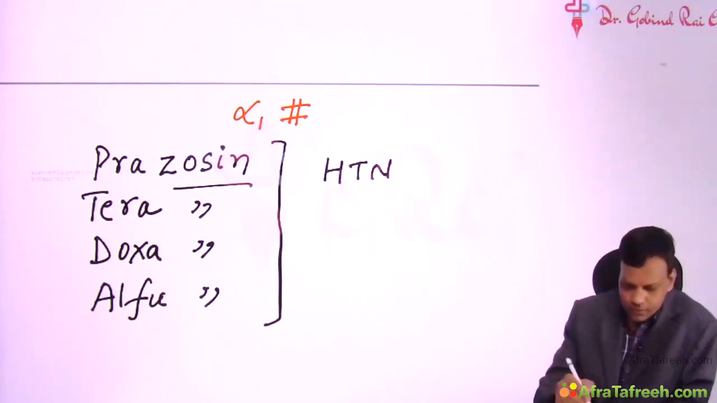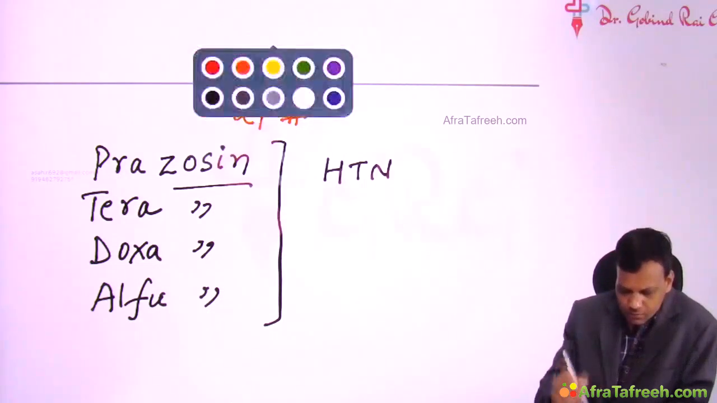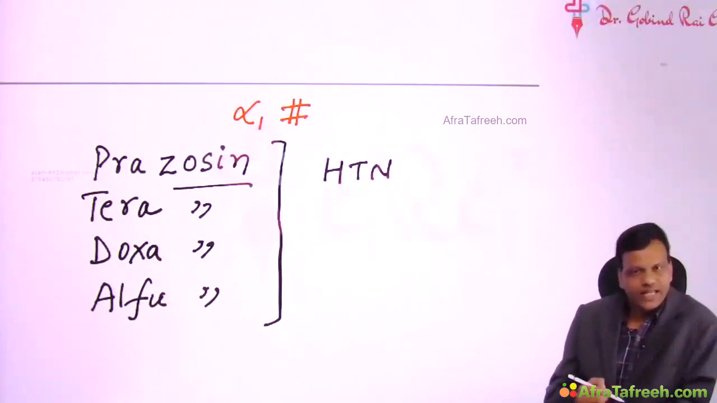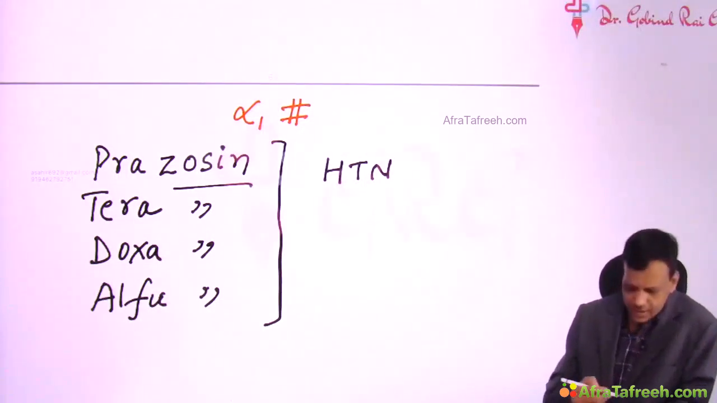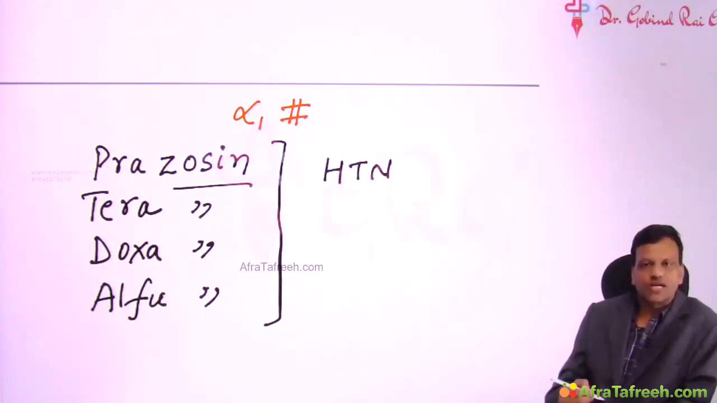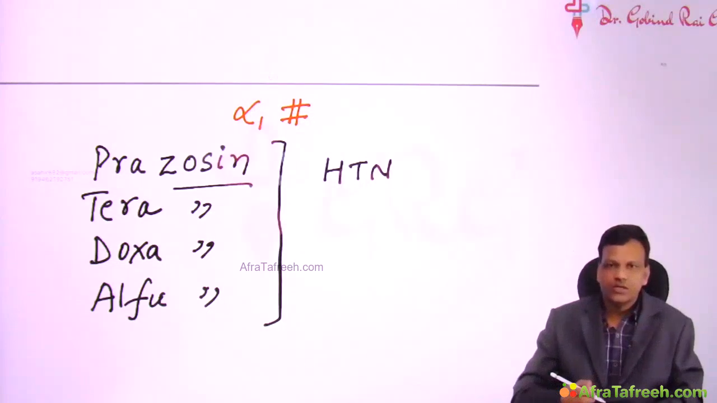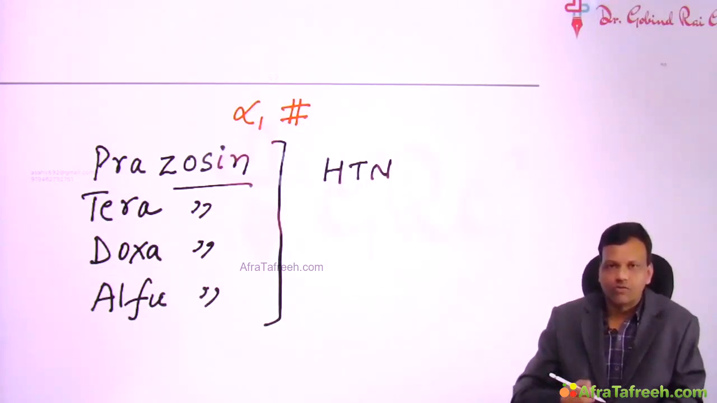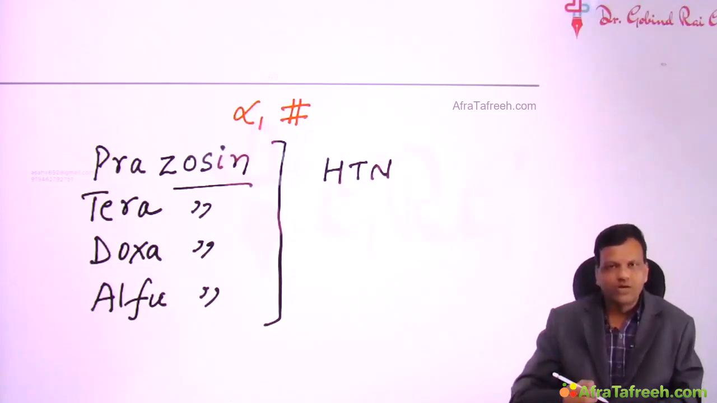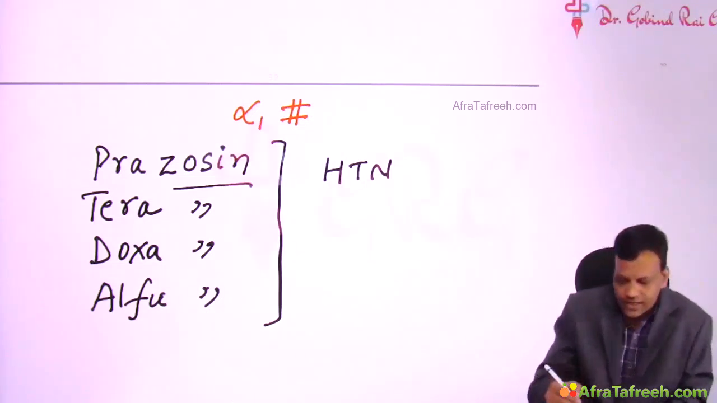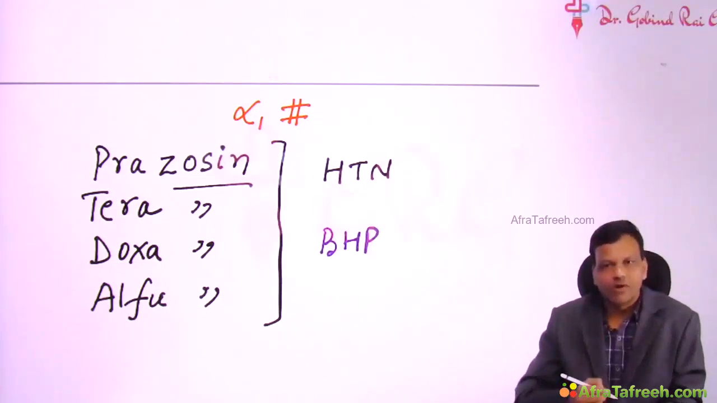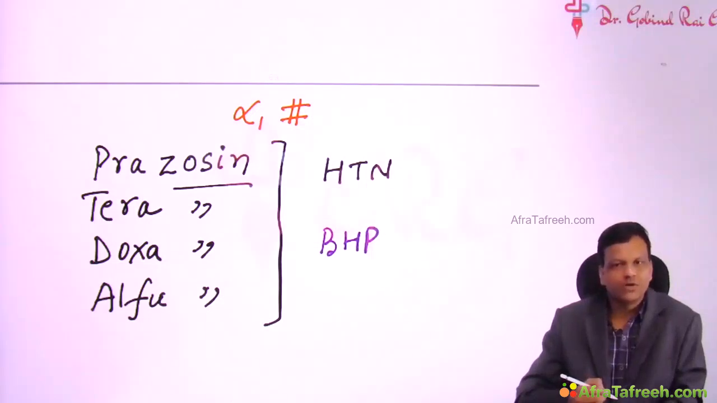Now do you remember, apart from blood vessels, where else alpha 1 is present? Yes, alpha 1 is present in the prostatic urethra also. And what is the effect of alpha 1 on the prostatic urethra? It decreases urine outflow. So if we block alpha 1, urine outflow increases. So we can treat a disease called BPH. So alpha 1 blockers can be used for treatment of BPH also.